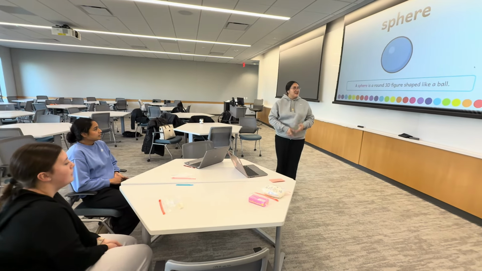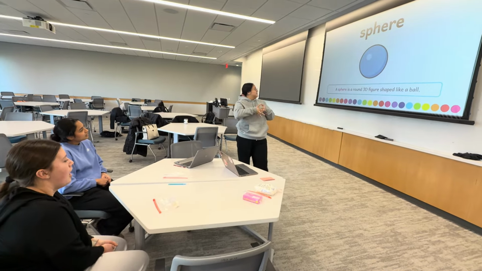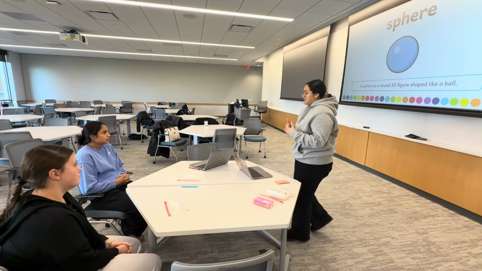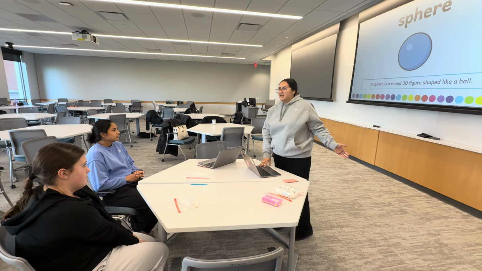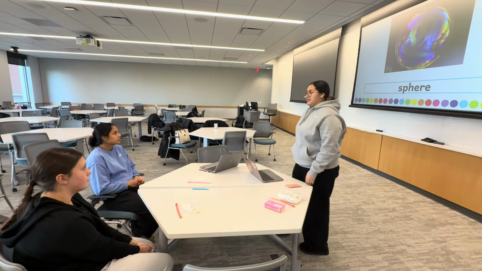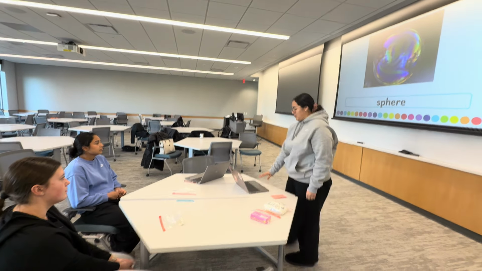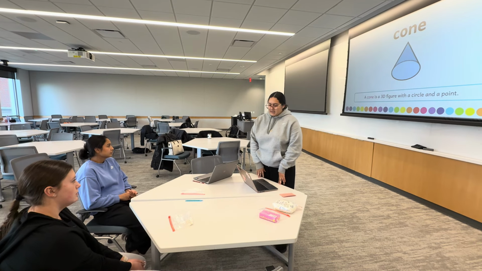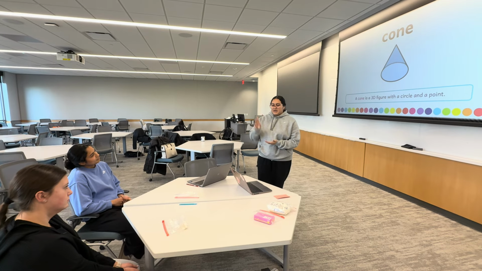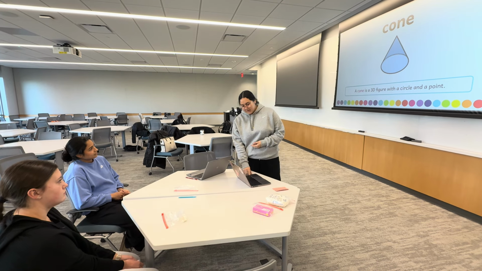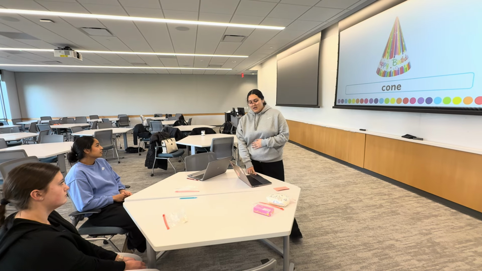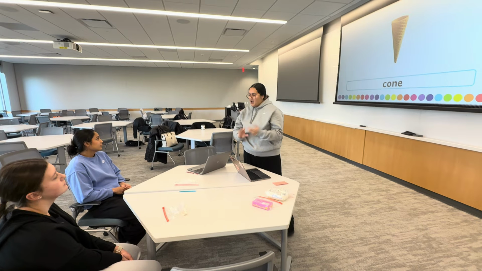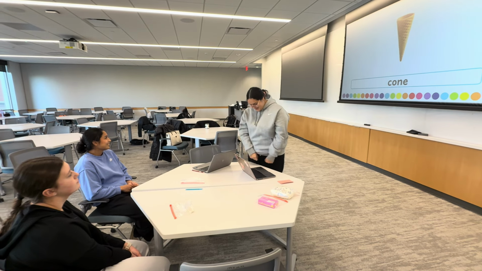A sphere, like I mentioned, is a round 3D figure that's shaped like a ball. Whenever we think of a figure that's a sphere, we can see it in everyday life. For example, we can see it when we see a bubble, or a ball. And a cone is a 3D figure with a circle and a point at the top. We can see this in real life with a birthday hat that's shaped like a cone and a cone waffle when you're eating ice cream.